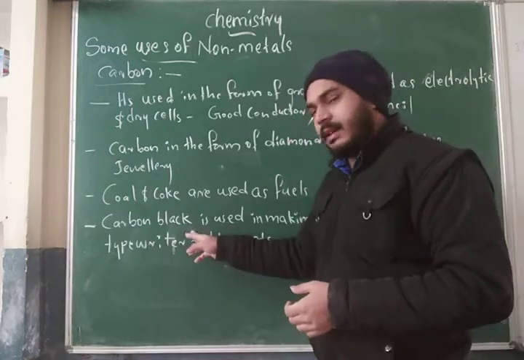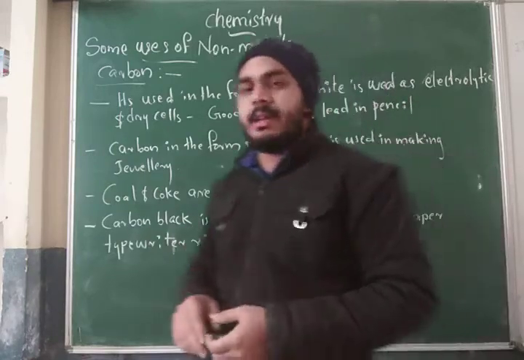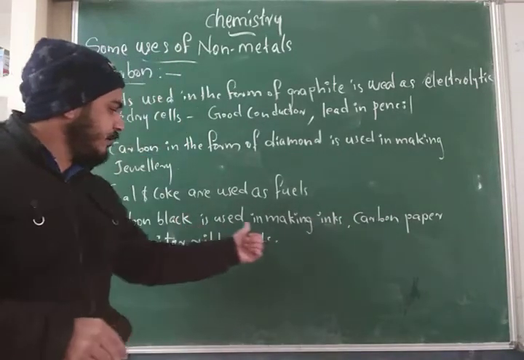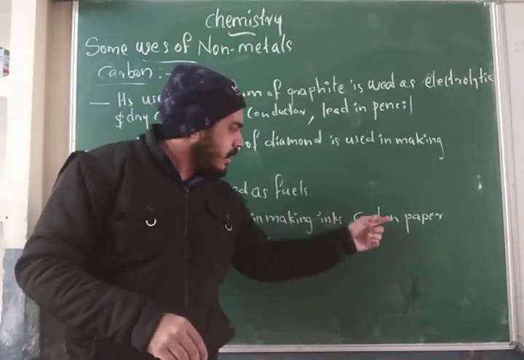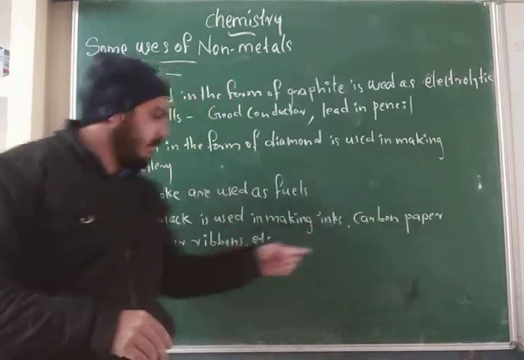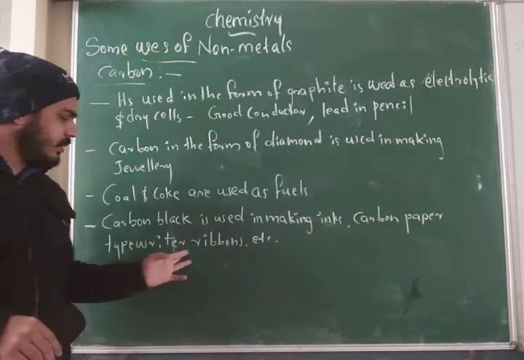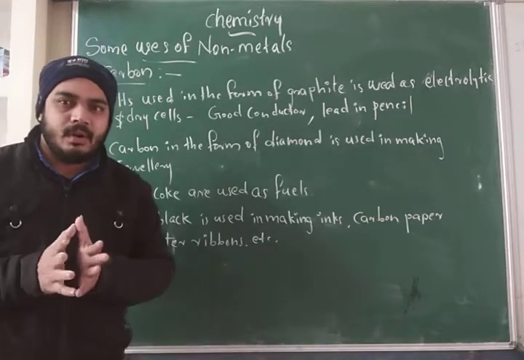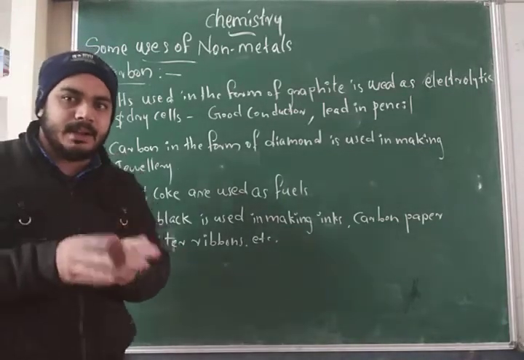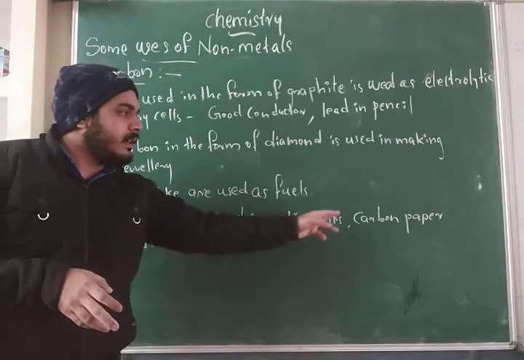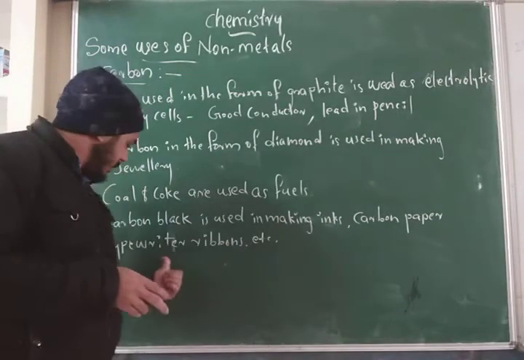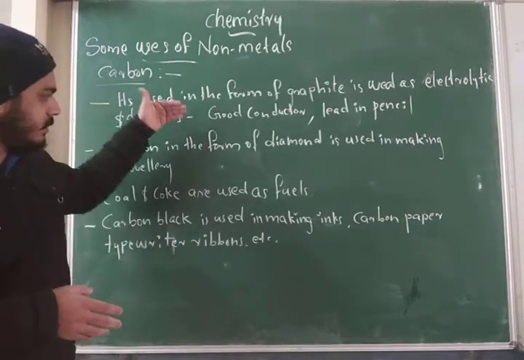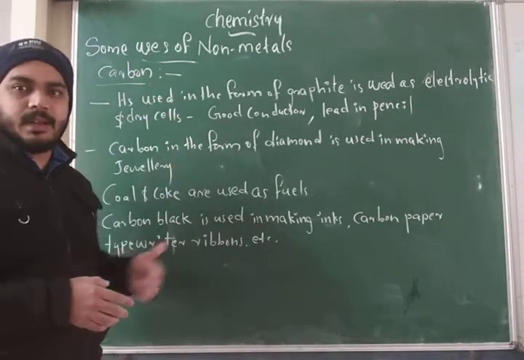And carbon black is used in making inks. Carbon black is used in making ink, carbon paper and typewriter ribbons. So these are the basic uses of carbon in daily life.